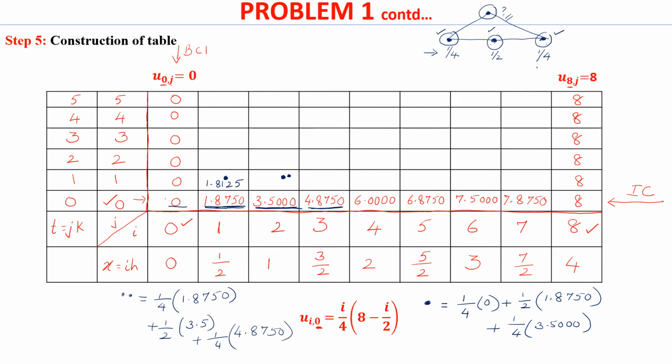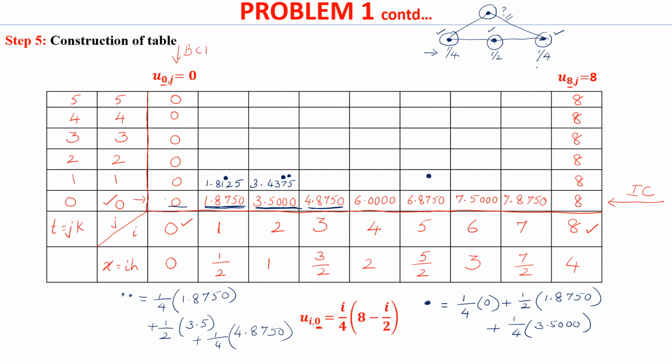It becomes 3.4375. This is how you completely fill up the table. Now if you look at this value, for example, you take here, this is the value you want. Now what will that be?